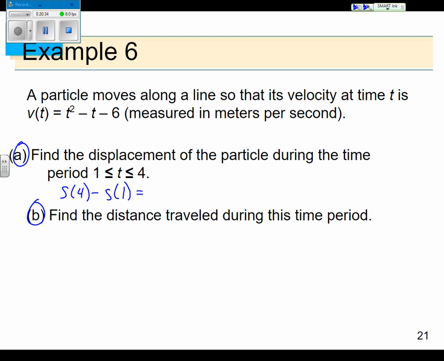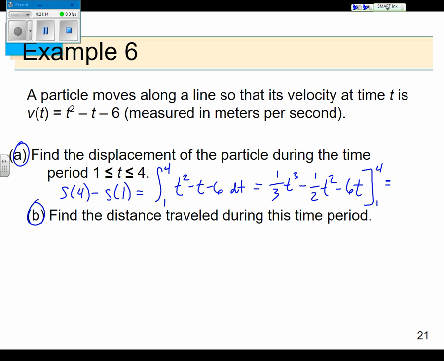To do that, I can just integrate from 1 to 4 my velocity function. It's t squared minus t minus 6, with respect to t, so I'll say dt. I don't have much room right here, and I'm going to use part B down there, so I'm just going to work this horizontally. I'm going to raise the exponent by 1 and put it over the new exponent, for each term, and evaluate it from 1 to 4.